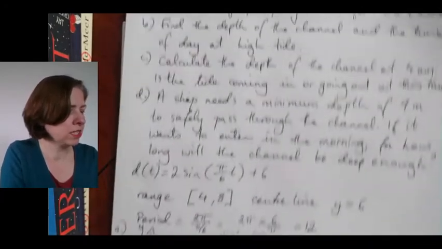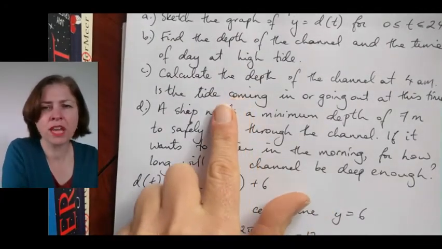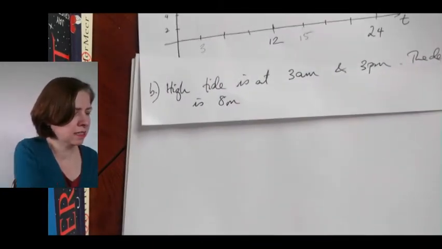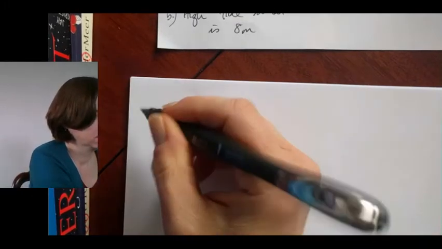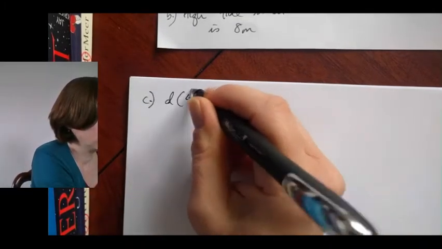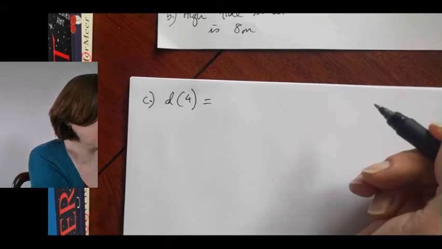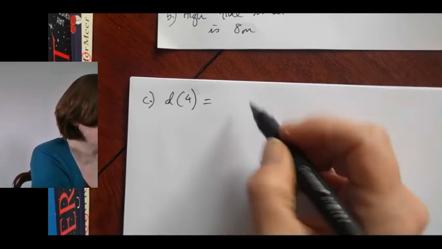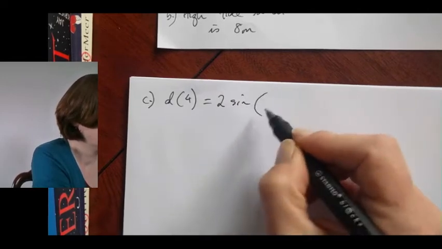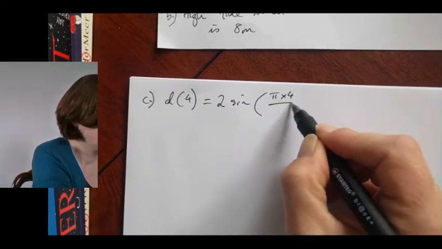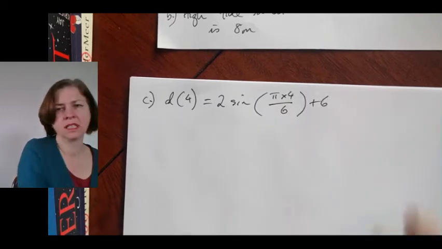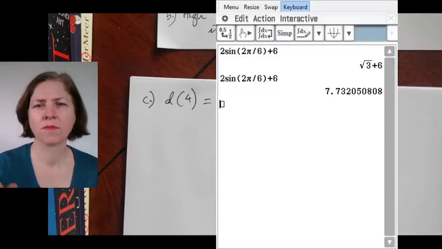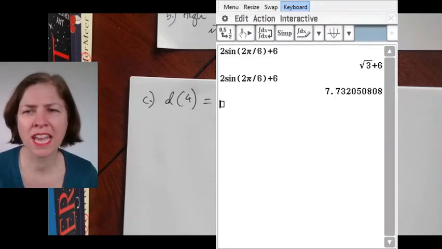All right. Question C, calculate the depth of the channel at 4 a.m. So basically, question C is asking for d of 4. So all I need to do is substitute in t equals 4, which gives me 2 sine pi times 4 over 6 plus 6. I'm going to use my CAS calculator to do that. So I've just put that into my CAS calculator.